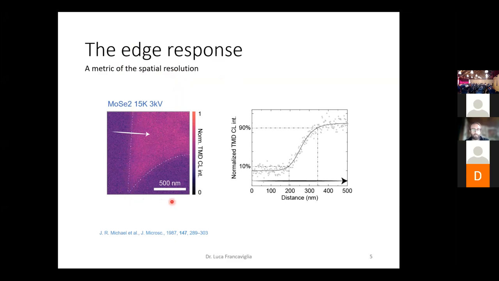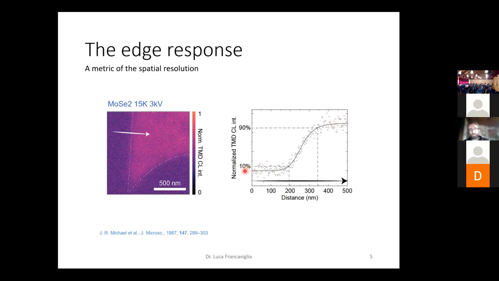And you see here, for example, on the left, the TMD signal from a MoSe2 monolayer at low temperature. We took several images like this one, and we then crossed the edges of the monolayer, like in the line scan here. The result is like this image on the right, where we see the increase of the brightness going from the noise level to the maximum.